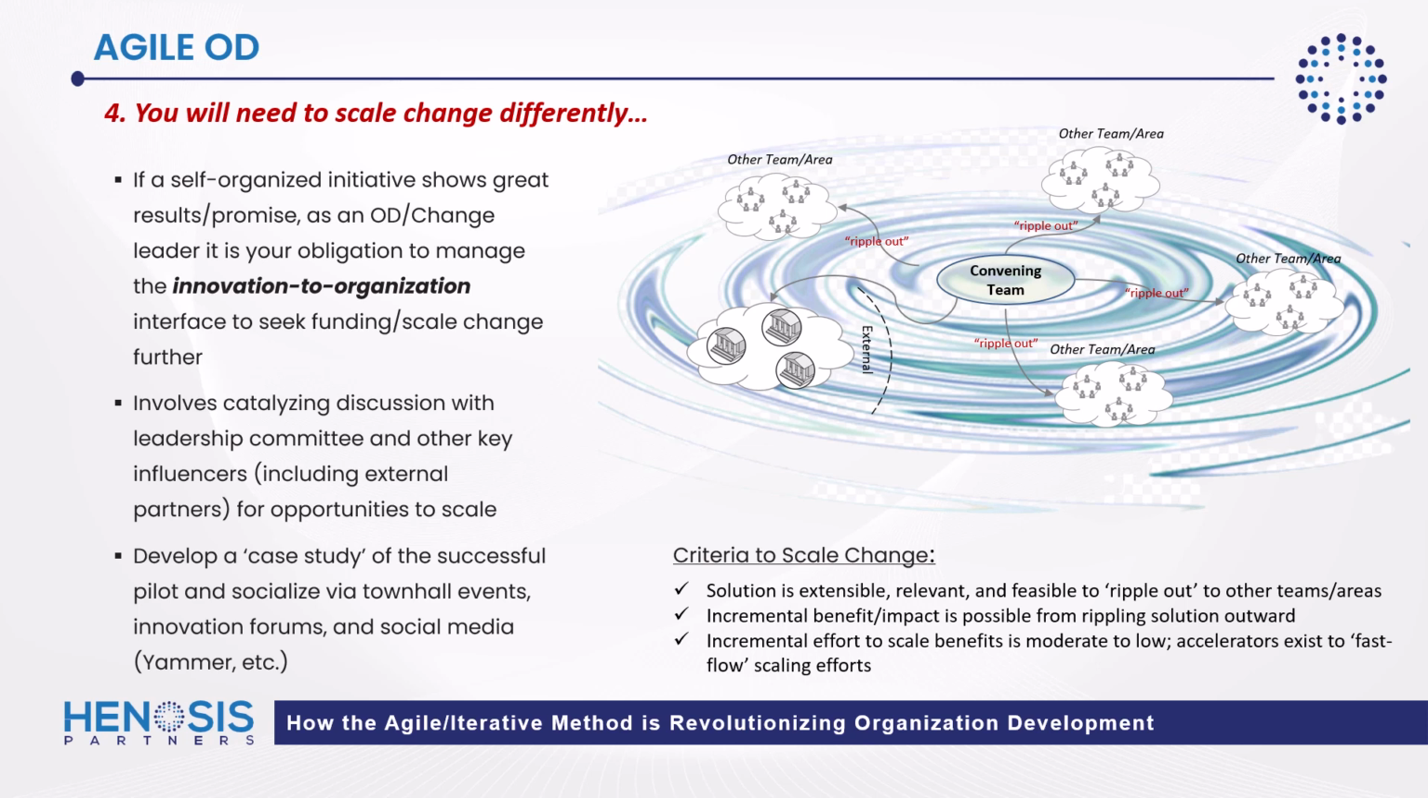So in summary, to properly manage or govern Agile OD, you'll need to talk differently, you'll need to lead differently, you'll need to measure differently, and as we just discussed, you'll need to scale change differently.